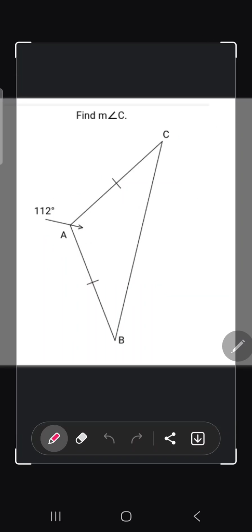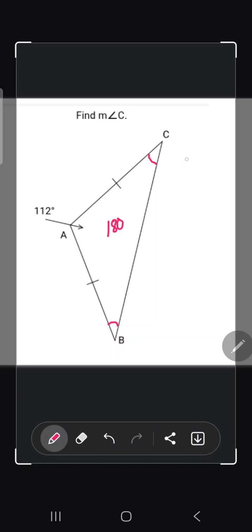Now, in this particular problem, we're trying to find the measure of angle C. We know the triangle adds up to 180 degrees for the total. And they give us one angle. We have two angles we don't know. But I do notice something about this triangle. Two sides are the same. This is an isosceles triangle, which means if I have two sides the same, I also know that the two angles across from the sides are the same as well.